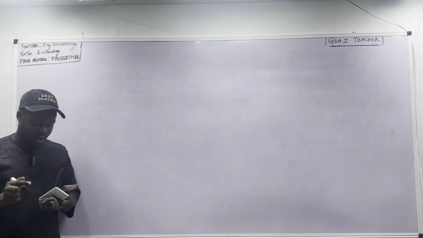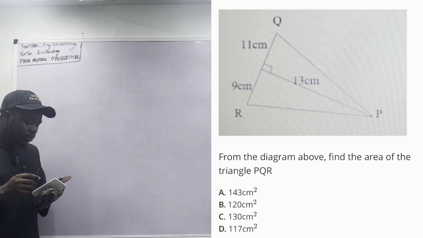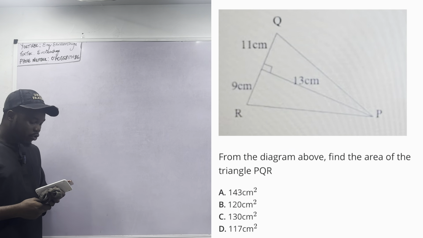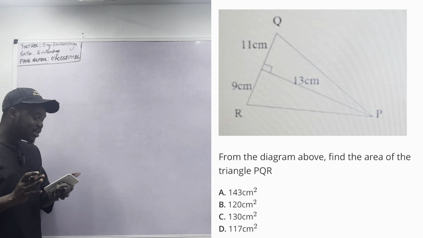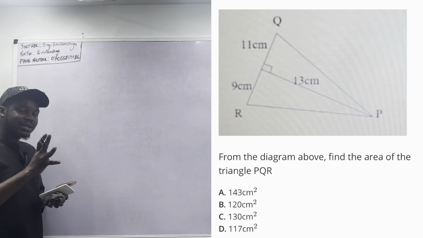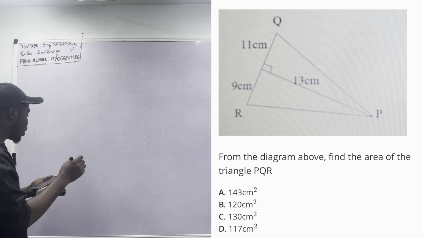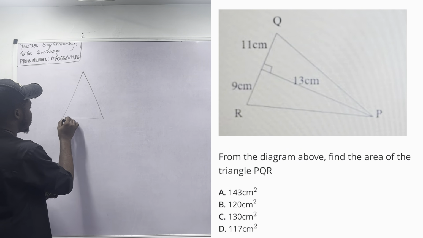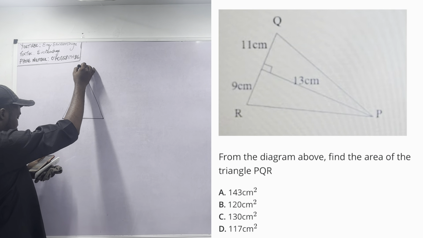Question number 1. Let's go. As shown on the screen, from the diagram above, find the area of triangle PQR. Now, first things first, we're going to reorient the triangle so that it can stand on the base. So quickly, we're going to draw the triangle in such a way that it stands on its base, something like this. And then you can put the values you have there.